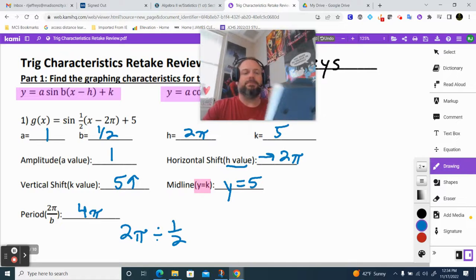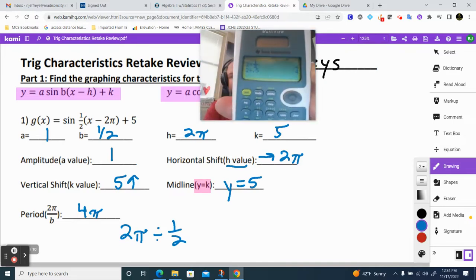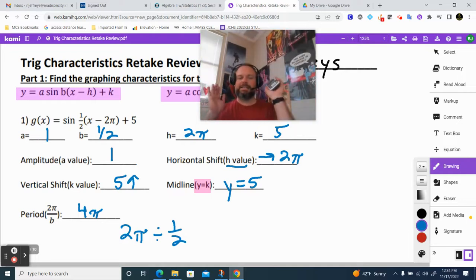Yes. The question was, can we do 2 divided by 0.5? Yes, you can also do that. Ding, ding, ding. So does that help a little bit more with that section? Okay, we're going to do one more.